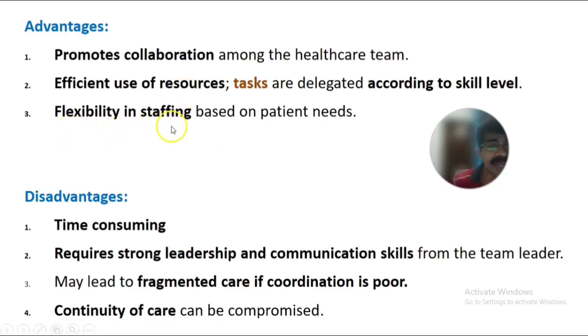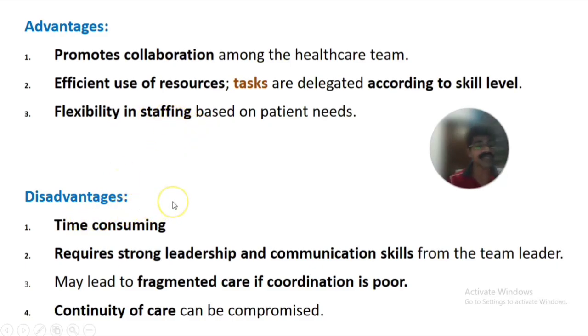Third one is flexibility in staffing based on patient needs. So here the care will be given according to the patient needs. That means with a limited number of staff, we can complete the care of the group of patients. That care will be based only on the needs of the patient. So even if the number of team members is less, they have good cooperation, coordination, and collaboration to render the patient care. That comes under flexibility in staffing.